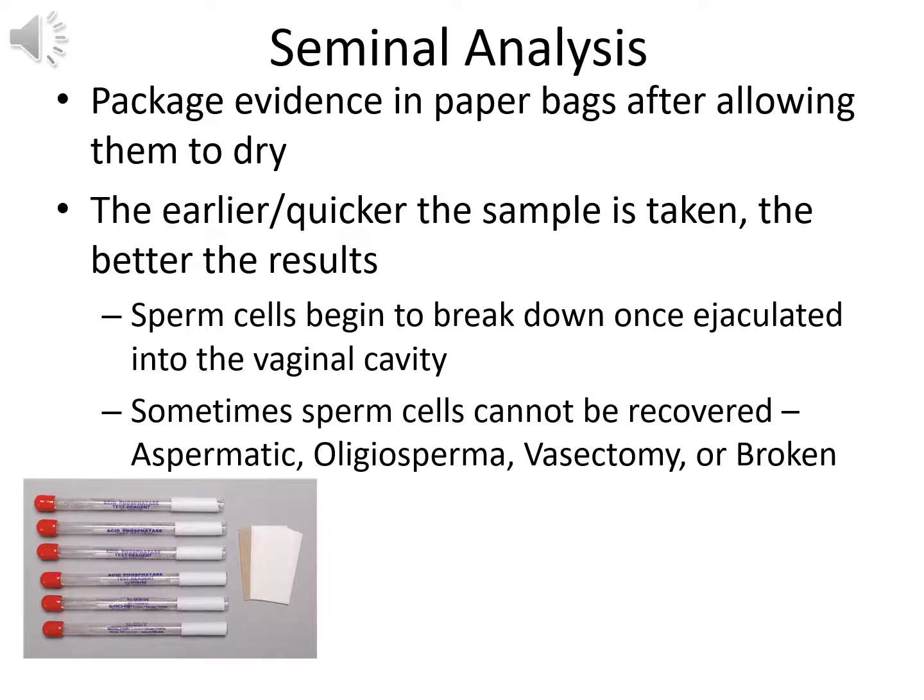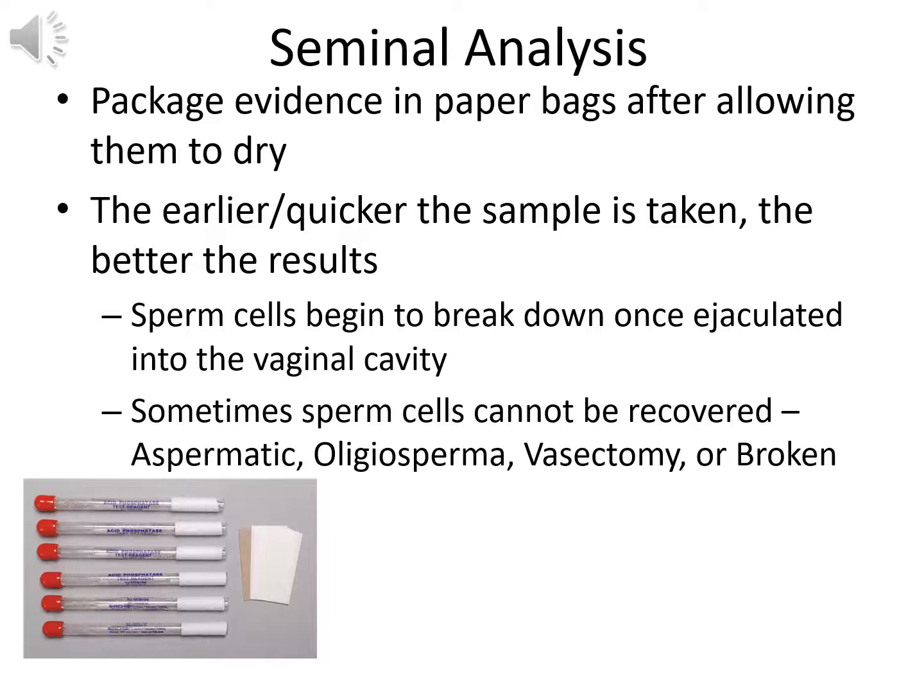So if we have what we believe to be semen stains, of course, like any body fluid, we would want to package that evidence in paper bags to allow it to air dry. We want a non-airtight package so that we don't build up environmental molds that could degrade our sample. The earlier the sample's taken, the better the results. Again, this would be for someone who unfortunately underwent a sexual assault. We would want the victim to come forward as quickly as possible because the sperm cells will begin to break down.